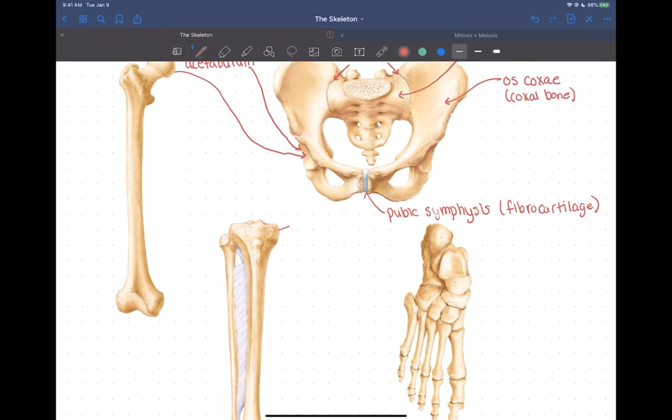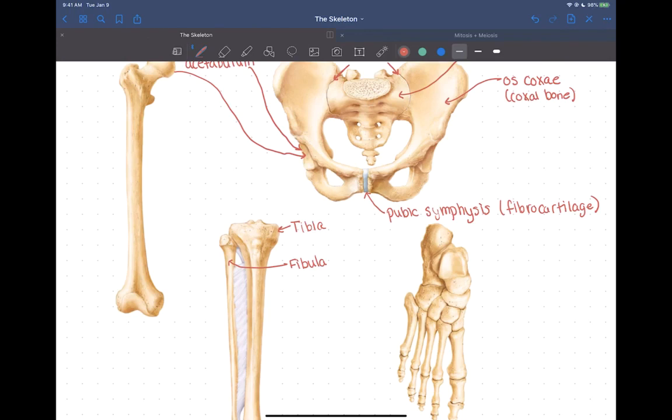Okay, so this is the tibia. All right. This is the fibula, and you can see the proximal end, this end of the fibula, actually attaches to the side of the tibia, not to the femur.